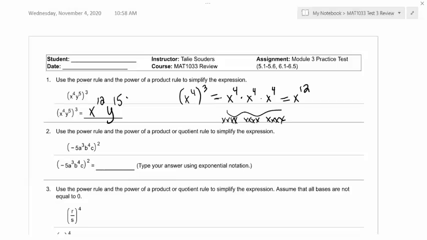Maybe 25. 25, and then what would the rest of it be? A to the 6th. B to the 8th, C to the 2nd. Good.